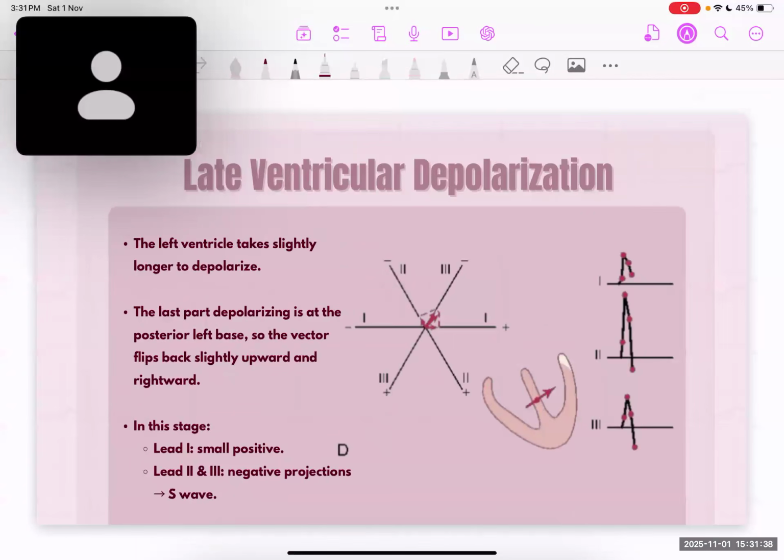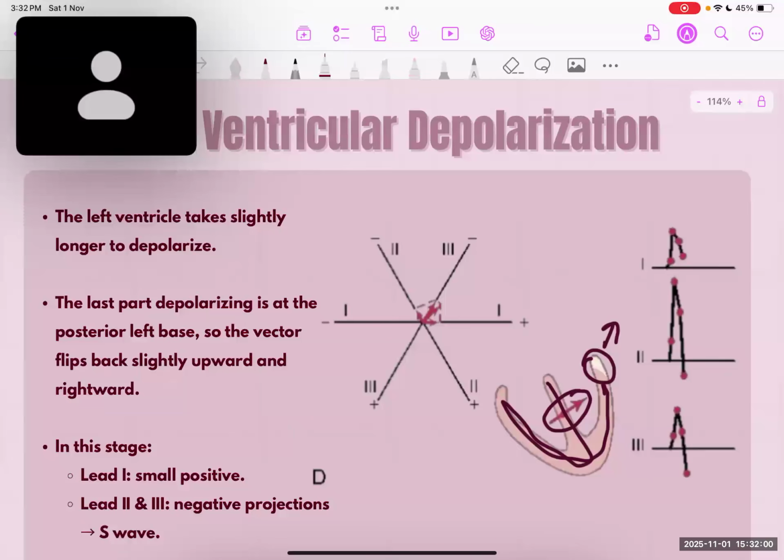Now, let's see what happens when there is late ventricular depolarization. What happens is that all of this beige area got depolarized, but this area is still left because the ventricles are bigger. So this area is not depolarized yet. So the vector is going to change its direction and it's going to point there. What this will do is change the orientation in the vector diagram, and we'll have to look at the leads again to see what's happening.